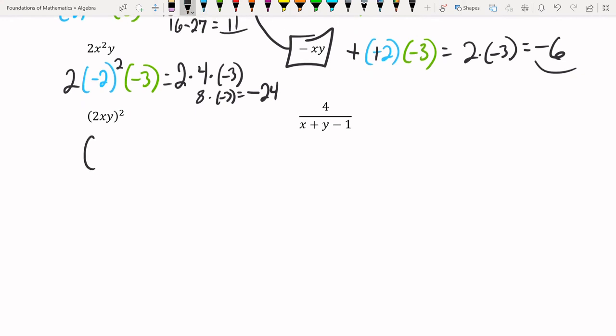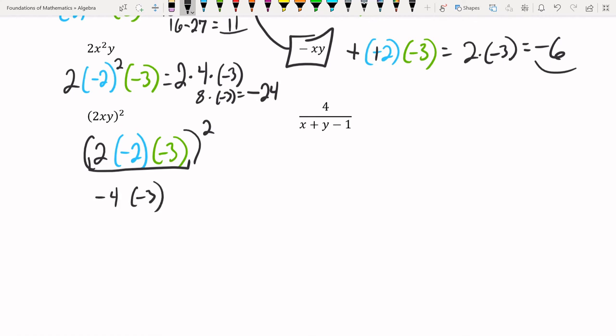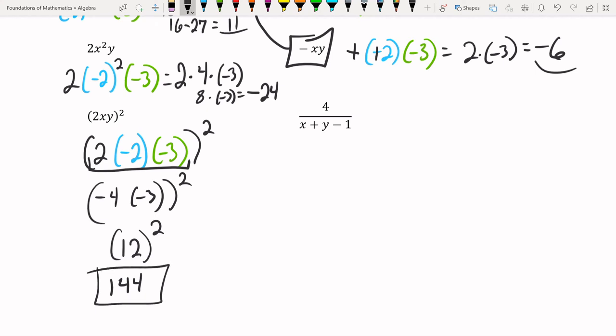Here we have 2, and then we have a -2 for x, -3 for y, and this whole thing is being squared. Now parentheses are first, right? And in PEMDAS, parentheses are first. We have to do the inside of this first. 2 times -2 is -4. -4 times -3 is +12. And 12 times 12 is 144. Okay.